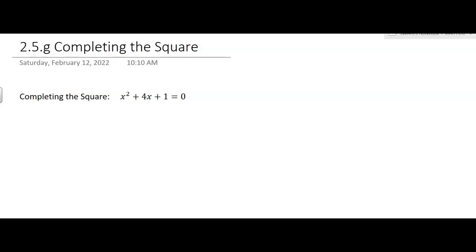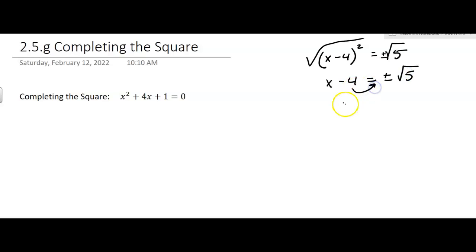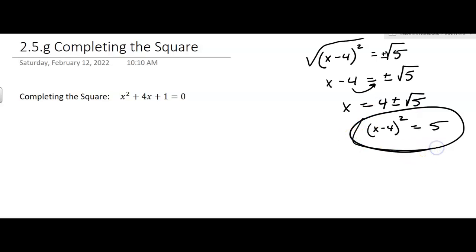So the third method we're going to talk about is called completing the square. Now, in the last video, we had something like x minus 4 squared equals 5. And we took the square root of both sides, and we put the plus or minus in, right? And we said this, then we brought the 4 over, and we had x equals 4 plus or minus the square root of 5. We got two answers, and that's what they were. So what we want is to have a situation like this. We want to set it up so we have this, because we know we can take the square root of both sides then.